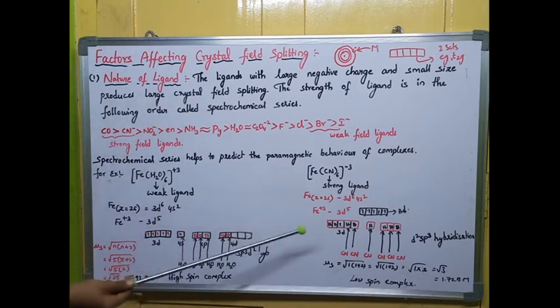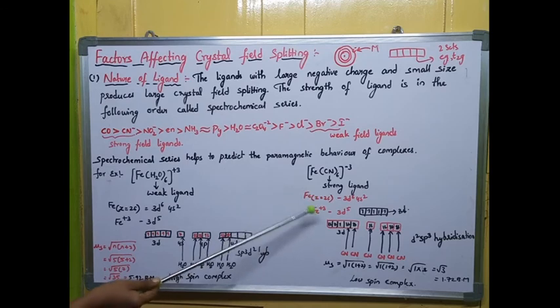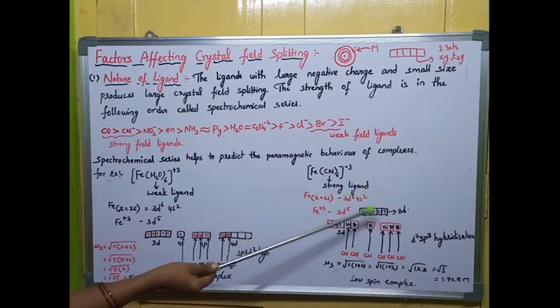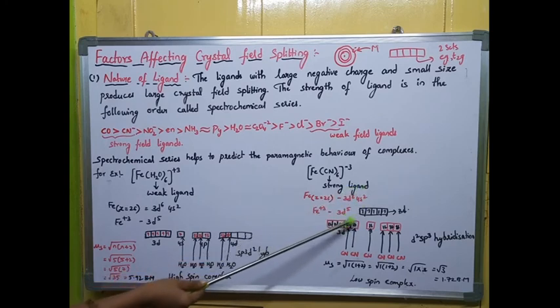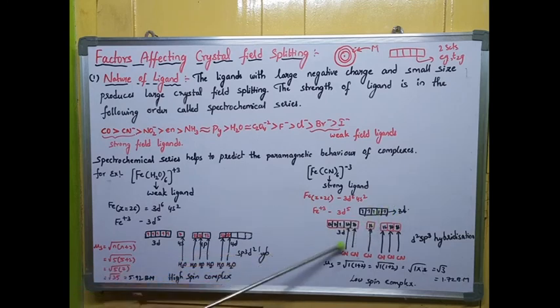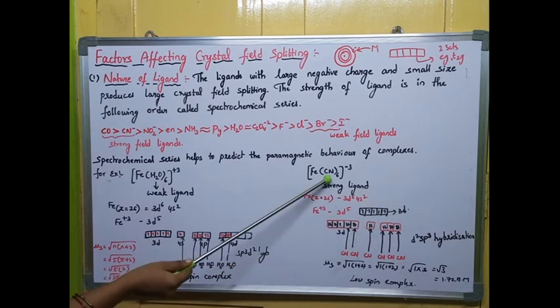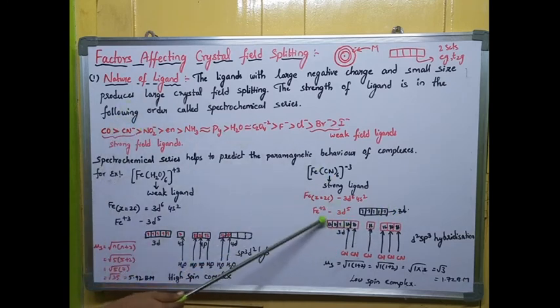Next, coming to the next structure. Again the atomic number of iron is 26, 3d6 4s2, and for Fe plus 3 I remove 3 electrons, so I get 3d5. Five electrons are filled in 3d. CN is a strong ligand, so it will pair up the electrons. Five electrons are paired as 2 pairs and 1 unpaired electron.